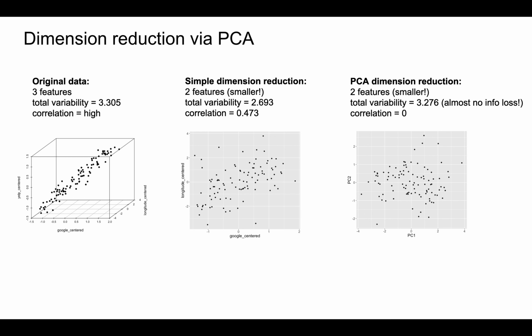Not only have we succeeded in reducing the dimensions of our dataset from 3 to 2, we've lost almost no information in the process. The variability dropped very little, from 3.305 in our original dataset to 3.276 in our reduced dataset. Further, we've reduced the correlation among our features to 0. In summary, we've simplified our dataset from its original form in which we had 3 highly correlated features to its new form with 2 uncorrelated features.